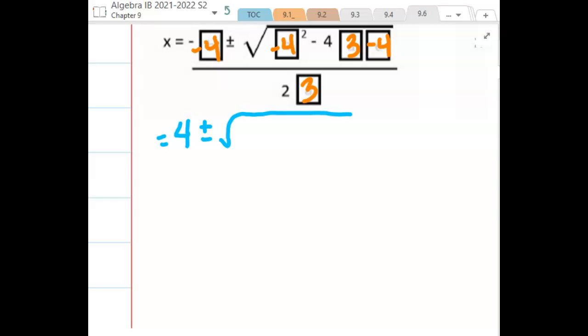Now kind of like when we were doing completing the square, remember how we found the magic number, b divided by 2 squared? And I said you don't really have to worry about the sign because we're going to square it anyway. And anytime you square something, it's going to be positive. That's the same thing here.